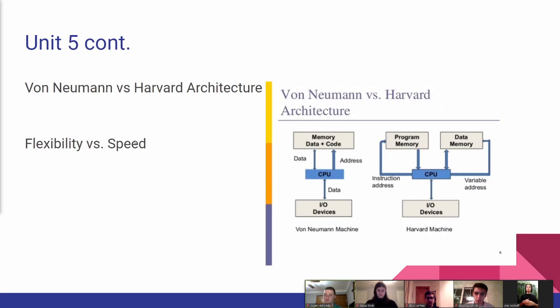So the computers that we are all giving this presentation on use von Neumann architecture because common computers have a lot of applications and a lot of uses. And they need to be able to use lots of different resources at the same time, even though it might not be as fast. Whereas, say, your washing machine only has one application, only one purpose, and so it can use the Harvard architecture because all it cares about is speed. Flexibility isn't necessary.